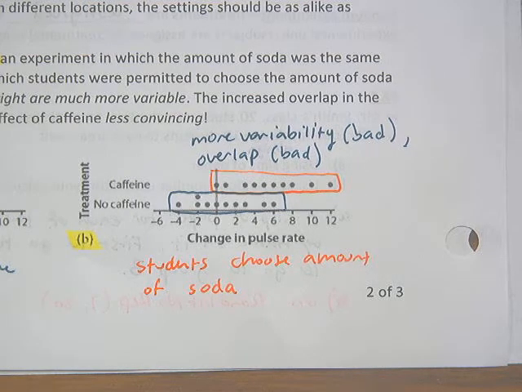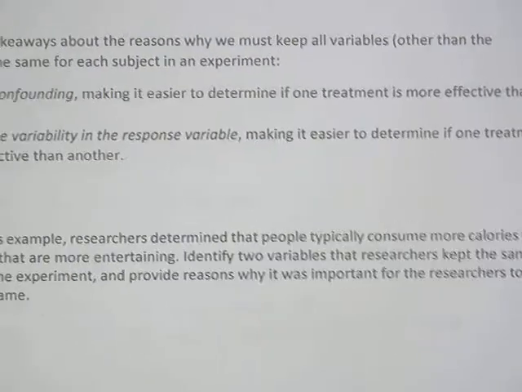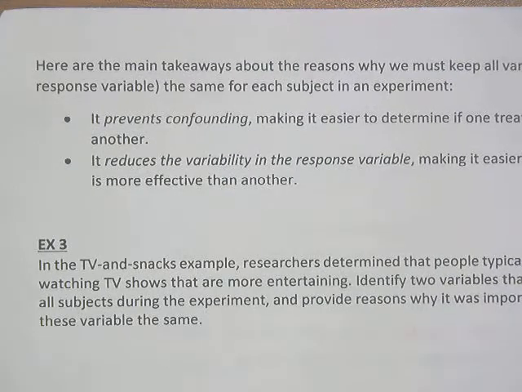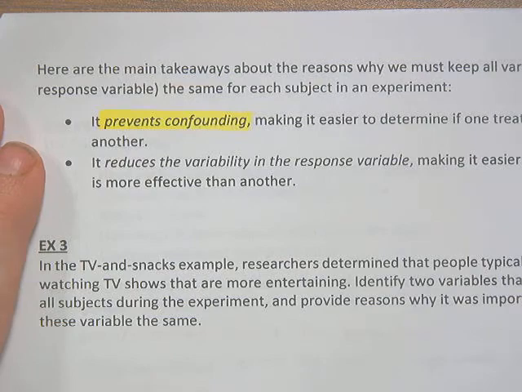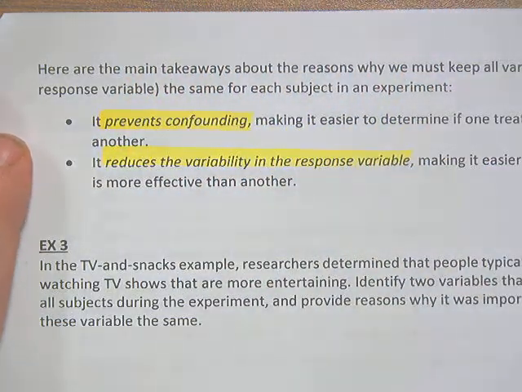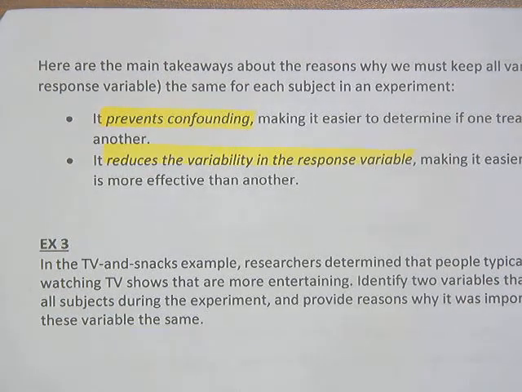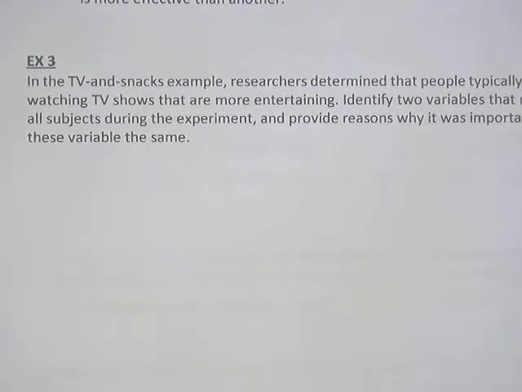And we are finally on the last page of notes. Here are the main takeaways about the reasons why we must keep all variables the same. We want to prevent confounding, and we want to reduce variability in the response variable. Those are the takeaways. That's why it's so important to really think about how you're designing your experiment. You want to avoid confounding and reduce variability. All right, let's revisit that TV thing.